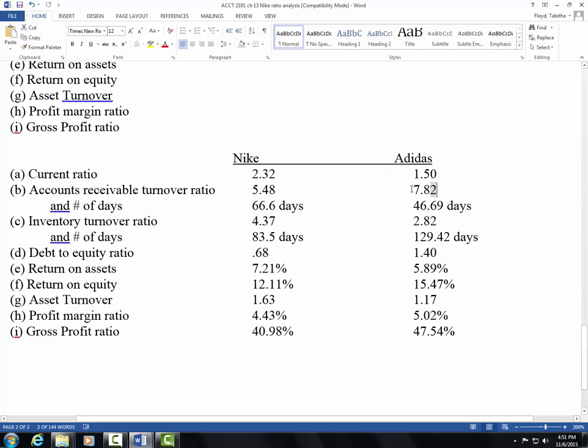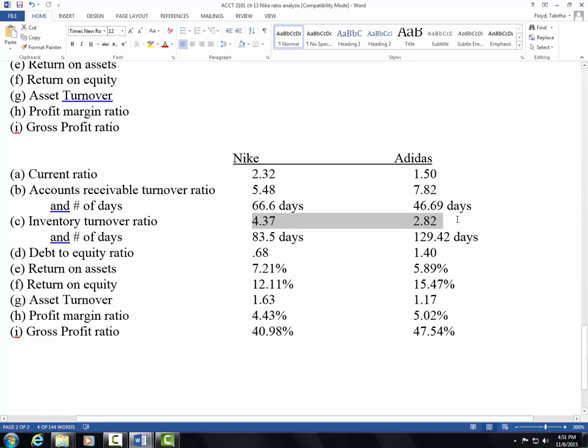So here we said Adidas was better, but when we convert it to days, it's very easy to see Adidas is better after we convert the ratio to days. Because Adidas is only taking about 47 days to collect on its accounts receivable. Nike is taking 67 days. The shorter time period to collect on your accounts receivable, the better. Companies don't want accounts receivable on their books. They want cash. So they want to turn those accounts receivable into cash as soon as possible.